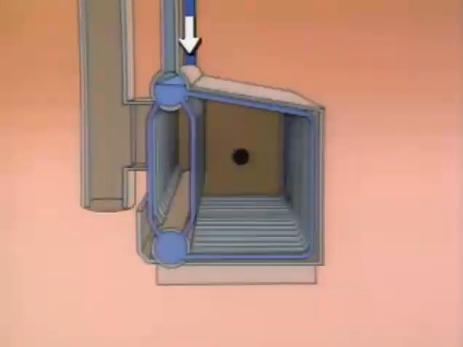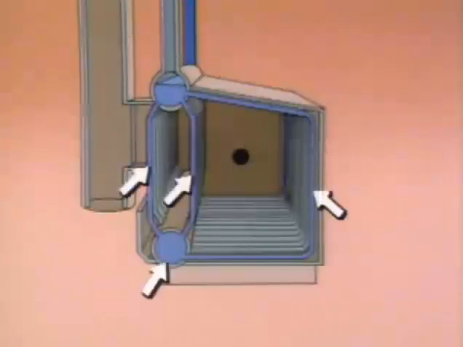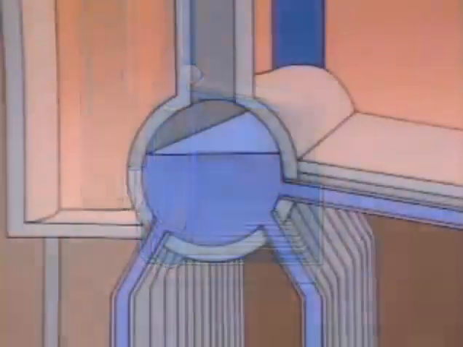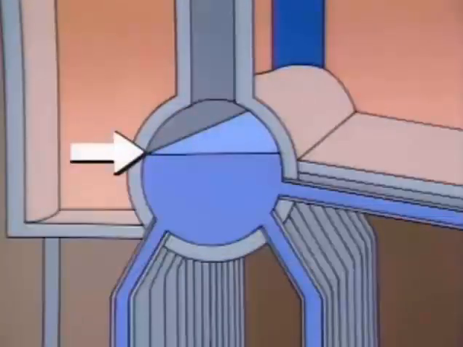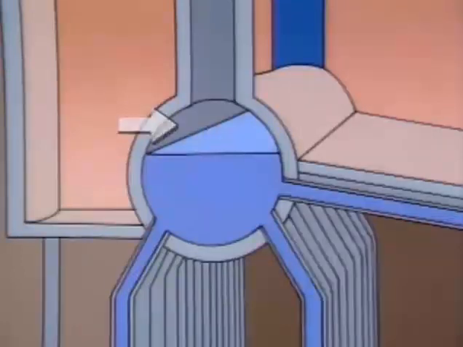Water is fed into the upper drum through a feed water inlet line. The water tubes and the lower drum are completely filled with water. The upper drum is only filled to a certain level. This provides space for steam to collect, so the upper drum is often called the steam drum.